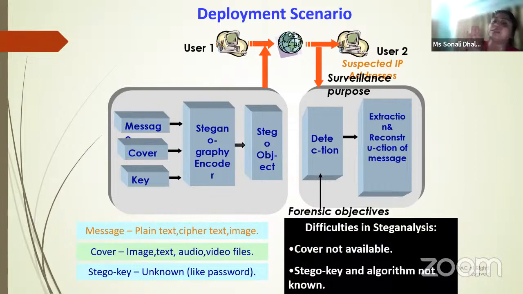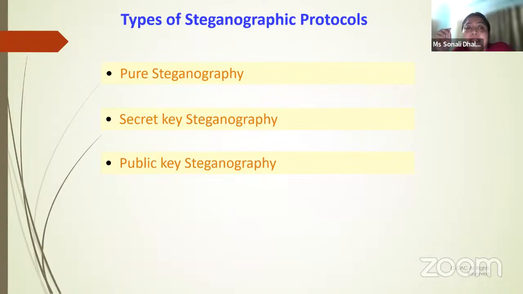Now, difficulties for the steganalyst. The steganalyst does not have any prior knowledge of the steganography encoder. Even when a file is received, he doesn't have any cover or any steganography encoder in his hand. So this is a kind of blind analysis. There are three different kinds of steganography: pure steganography, secret key steganography, and public key steganography.